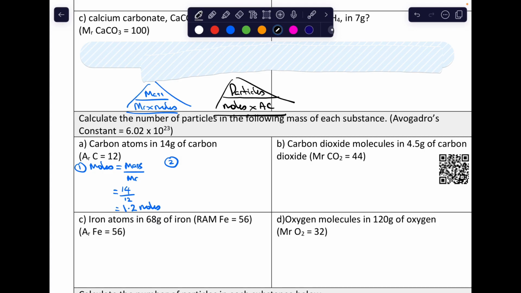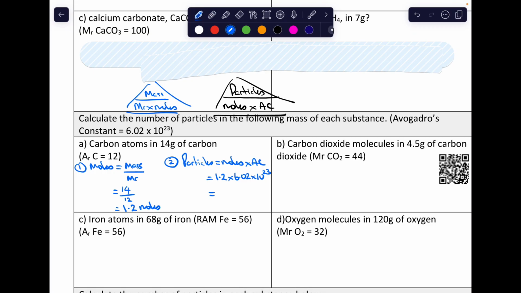So what I'm trying to find, the particles, are, in this case, the atoms. So I want to find the particles. So the particles is moles times Avogadro's constant. And Avogadro's constant, we're told, is this value. So let's just write that equation down. So we're trying to find out the particles, which for us is the atoms. We're going to use the word particles, and it's going to be moles times Avogadro's constant. The moles in this case is 1.2. I'm going to times it by Avogadro's constant, 6.02 times 10 to the power of 23.